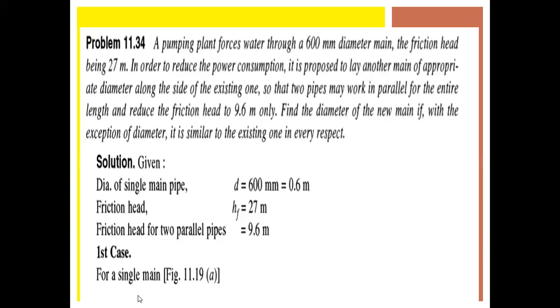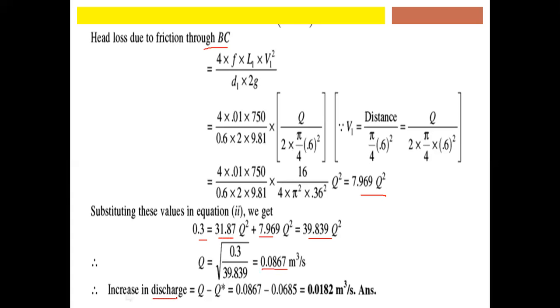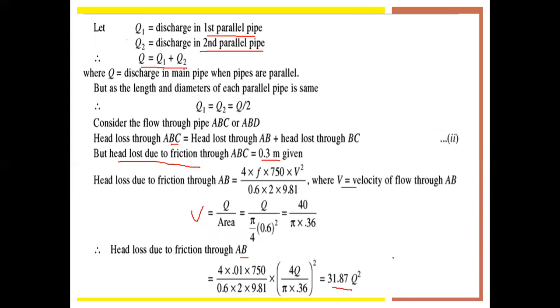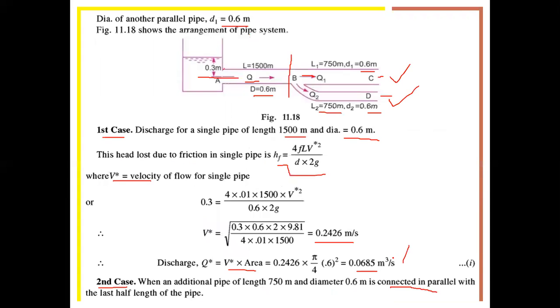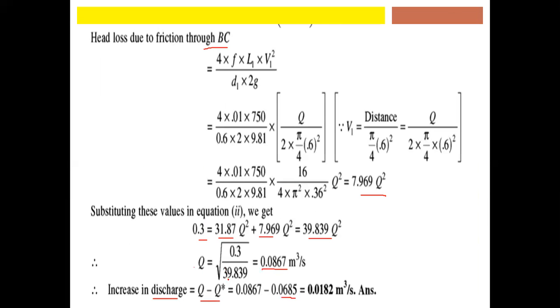Therefore, the increase in discharge is equal to the new Q minus the original Q. So we take the value that we got, that is 0.08867 minus 0.0685. So where has this 0.0685 come from? This one is the discharge Q star, the normal discharge we calculated earlier. Minusing this one, we get 0.00182 meter cube per second.